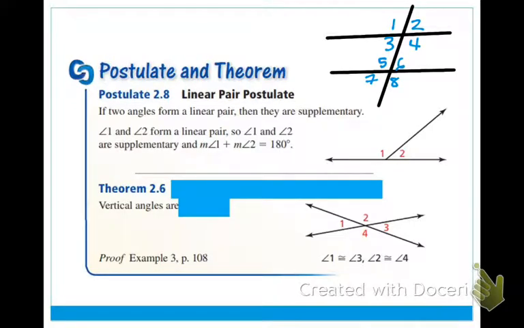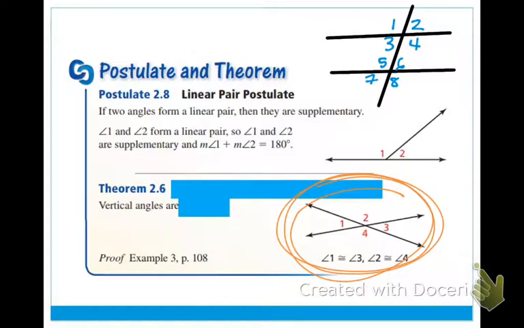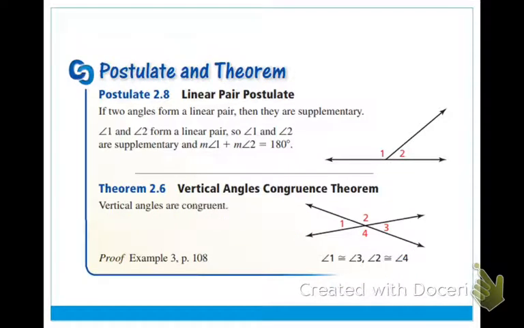But the next one, what kind of angles are these on my picture? Vertical. It also says it right there. So vertical angles, let's look at the theorem. It's called the vertical angles congruence theorem. What do we think about vertical angles? They're congruent. I would write that and highlight it in the vertical box. It's extremely important. Vertical angles are congruent. So in your box, this is where your colors come in.